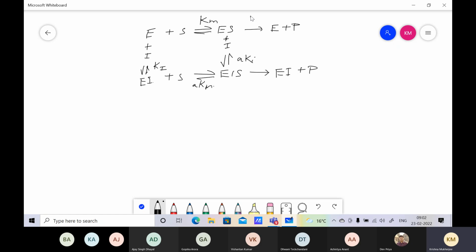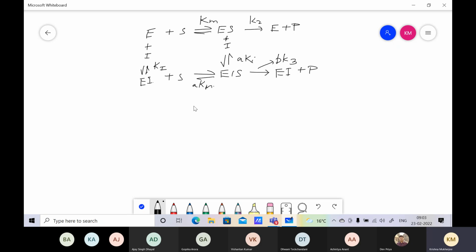And we also said that this could be some K2, and if this is K3, this can be written as B into K3. Now B can be put here, and if B is 0, then of course this is a dead-end complex, and if B is 1, then this is as fast as the other reaction, and if B is more than 1, then obviously there is an activation going on. It is no longer an inhibitor. So that makes sense, right?